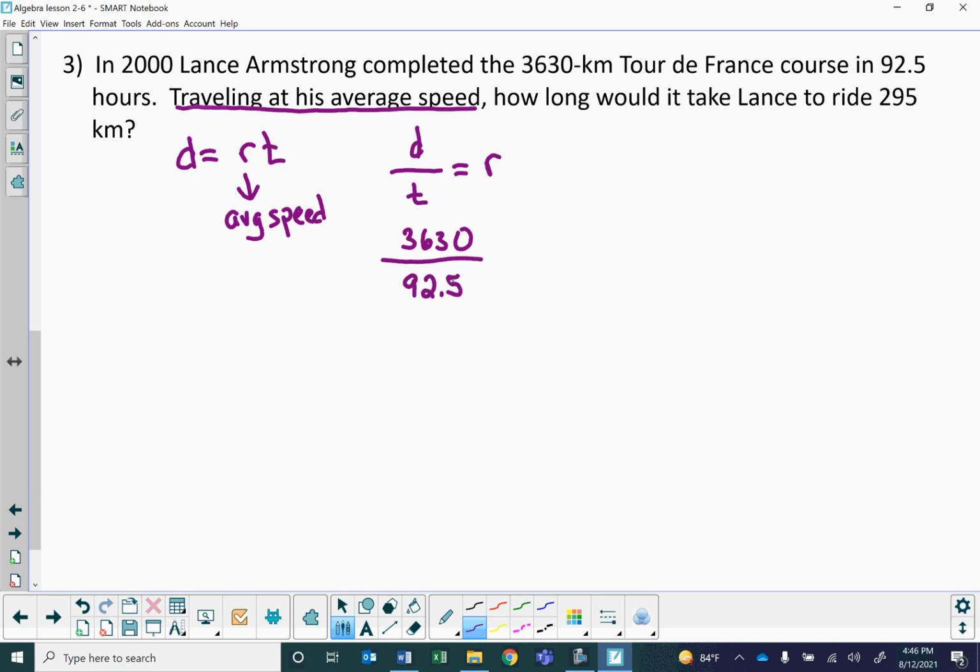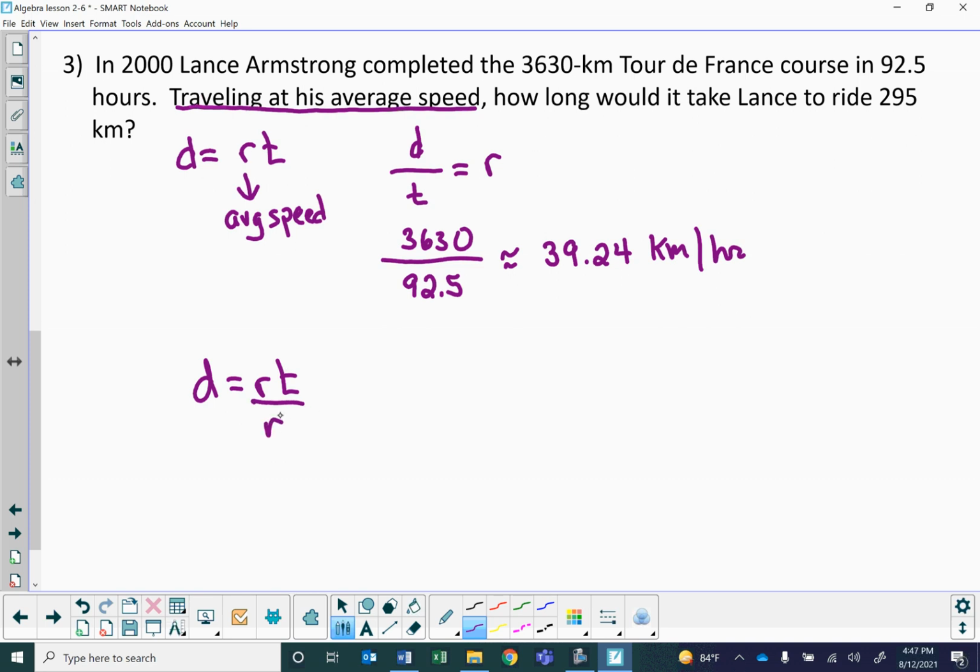All right, so 3,630 divided by 92.5 says he's averaging about 39.24. I'm going to take it out to the nearest hundredth. 39.24 kilometers per hour. So if he's going 39.24 kilometers per hour, how long? Distance equals rate times time. Okay, so now we need to solve this for time.